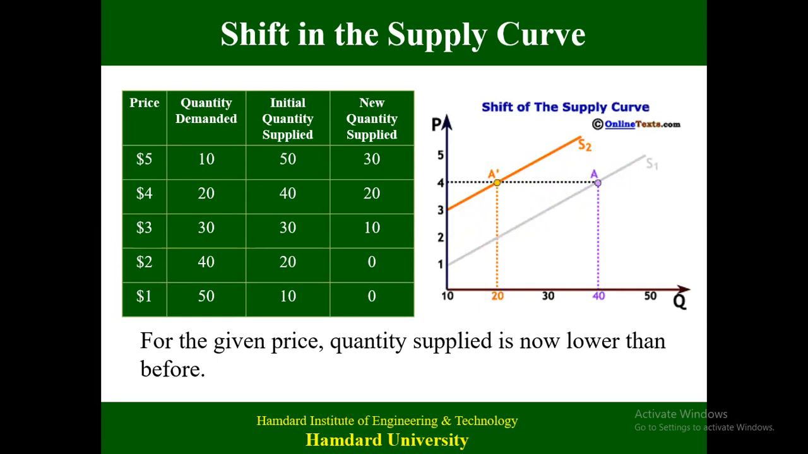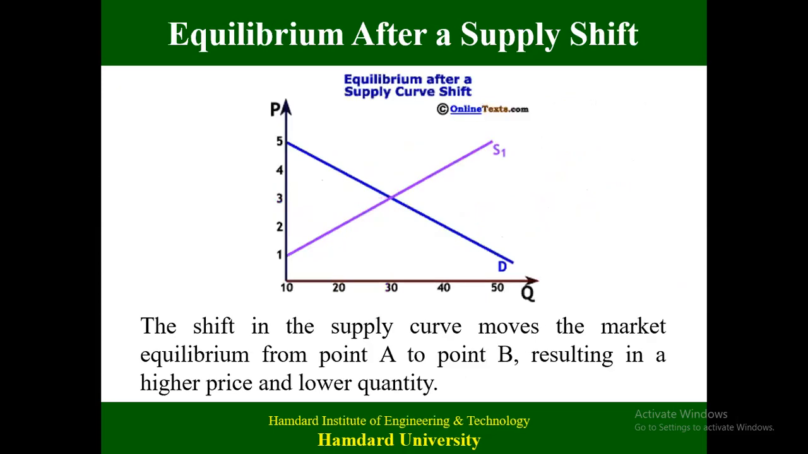So further, after the shift in the supply curve, moving towards the equilibrium after a supply shift, we need to study that equilibrium in this aspect. After the shift, the equilibrium also moves from point A towards point B, because the supply of the particular product shifts from S1 to S2.